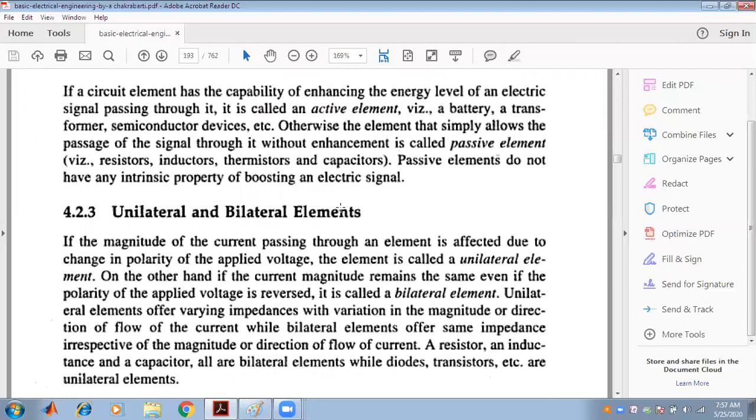Resistors, inductors, and capacitors are all bilateral elements, while diodes, transistors, etc. are unilateral elements. Means when the magnitude of the current passing through the element is affected due to a change of the polarity of the applied voltage, it is generally known as a unilateral element. But in case of a bilateral element, if the polarity of the applied voltage is reversed, the current magnitude will remain the same. Resistors, inductors, and capacitors are all bilateral elements, while diodes and transistors are unilateral elements.